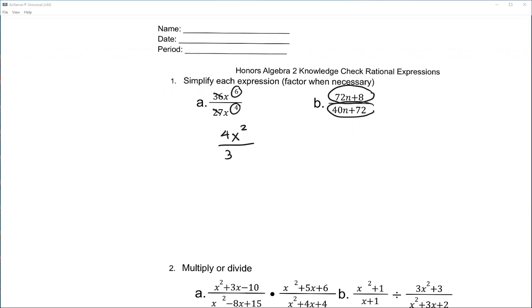All right. So what number goes into 72 and 8? It's 8, right? And then you have 9n plus 1, right? And then over, what number goes into 40 and 72? That's also 8. And what's left over is 5n plus 9, in parentheses. Now you can cancel the 8s because you're multiplying this and this. So you cancel out the 8. What's left over is 9n plus 1 over 5n plus 9. And that's your answer.